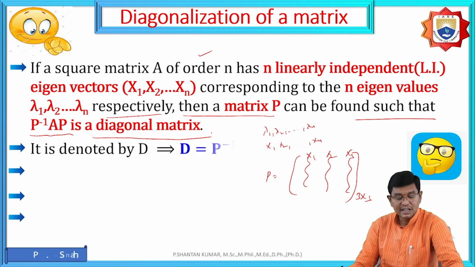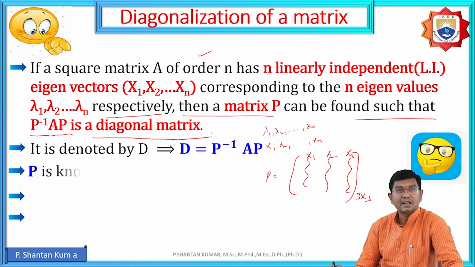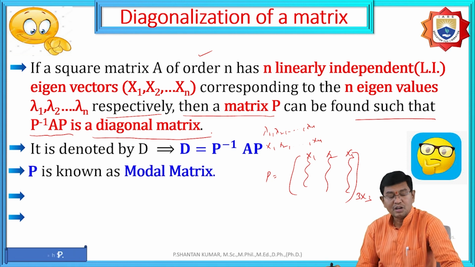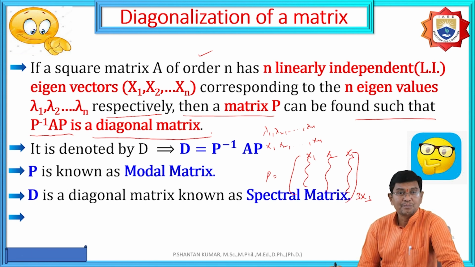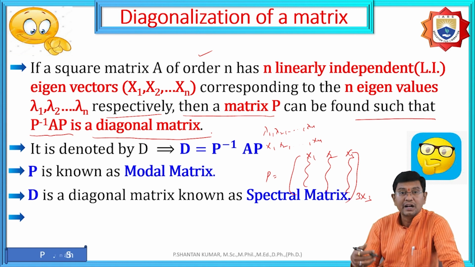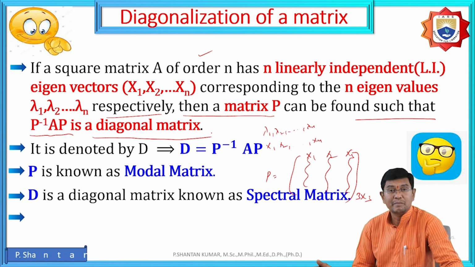Further, D is denoted as P inverse A P, where P is known as the modal matrix, which is a collection of the 3 eigenvectors. It is denoted by the symbol P. And D, the diagonal matrix, is known as the spectral matrix. That means the resulting diagonal matrix is known as the spectral matrix.